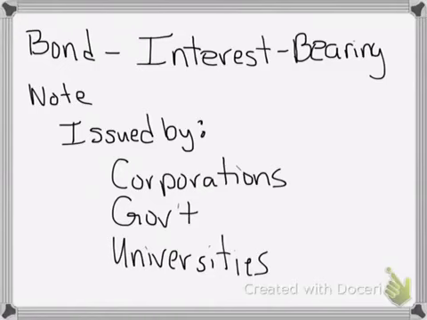With bonds, these are interest-bearing notes. They are generally issued by corporations. They can be issued by governments as well as universities. They usually are in $1,000 increments. So you could have a bond for $1,000, maybe a bond for $5,000, a bond for $20,000, or however some of these bonds actually can be issued.